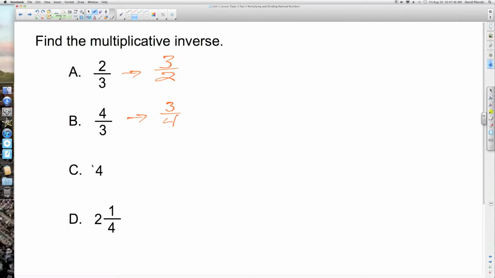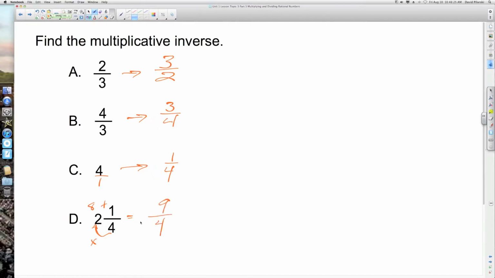Now, in part C, we're given the whole number 4. Well, whole numbers are rational numbers, and remember, if we express that as 4 over 1, we can find the multiplicative inverse very easily, and that would be 1 over 4. Where some students get confused or concerned is when we're given a mixed number, as in part D where we have 2 and 1/4. A lot of students are just going to flip that 1/4, and that's incorrect. To find the multiplicative inverse of a mixed number, we first have to convert it to an improper fraction by going 4 times 2, which gives us 8, and 8 plus 1, which gives us 9.